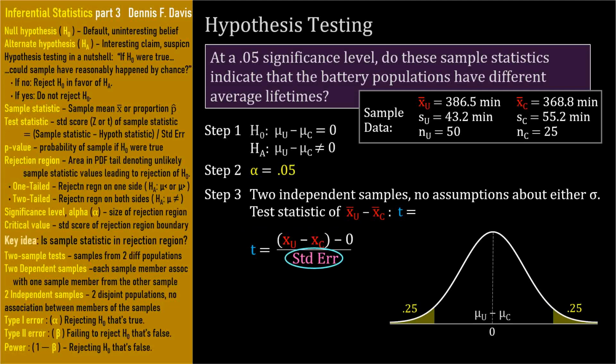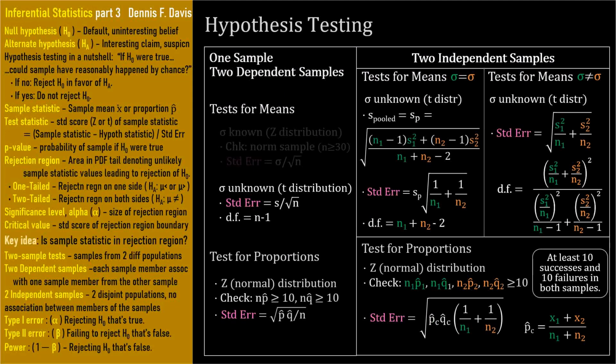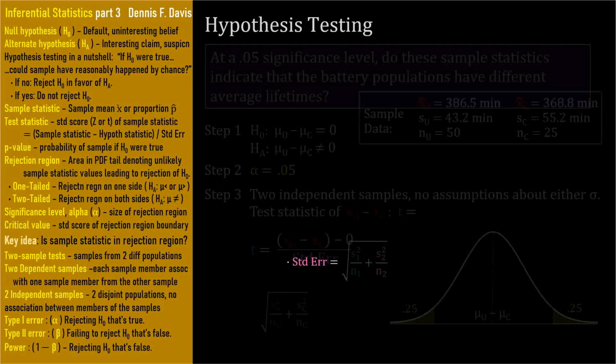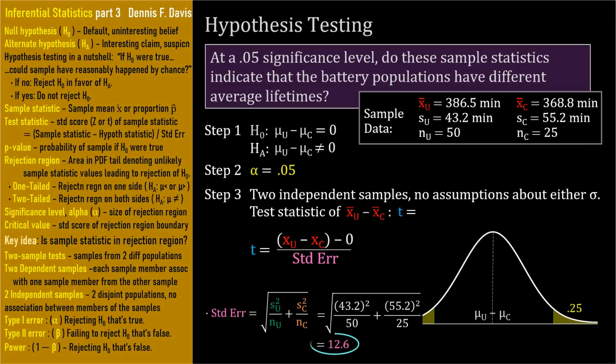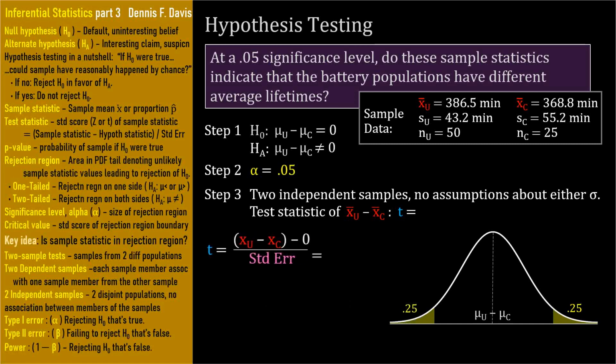Let's go back to our chart. We have independent samples with no assumptions regarding the standard deviations. So here's our formula for standard error. Again, there are only 4 variables, and they're all right here in our summary statistics. Plug in, and we get a standard error of 12.6. Now we can fill in the formula for the test statistic t.